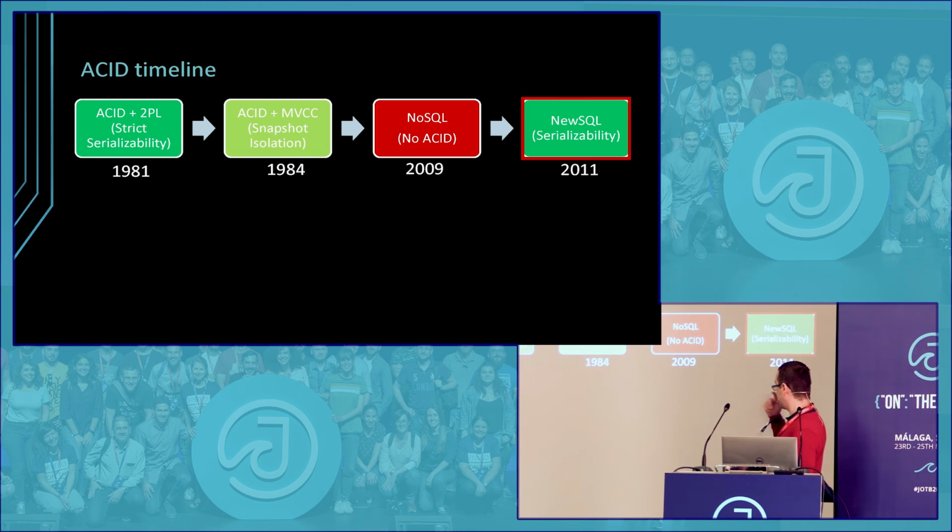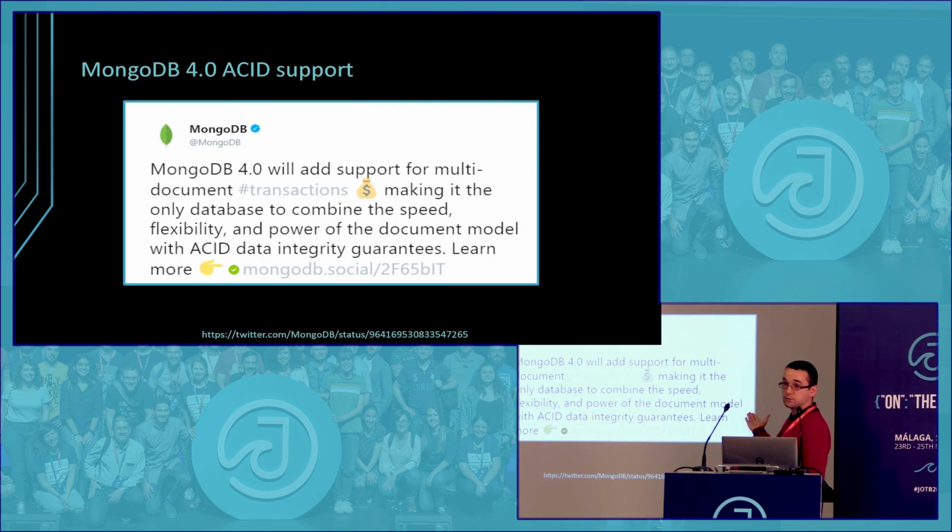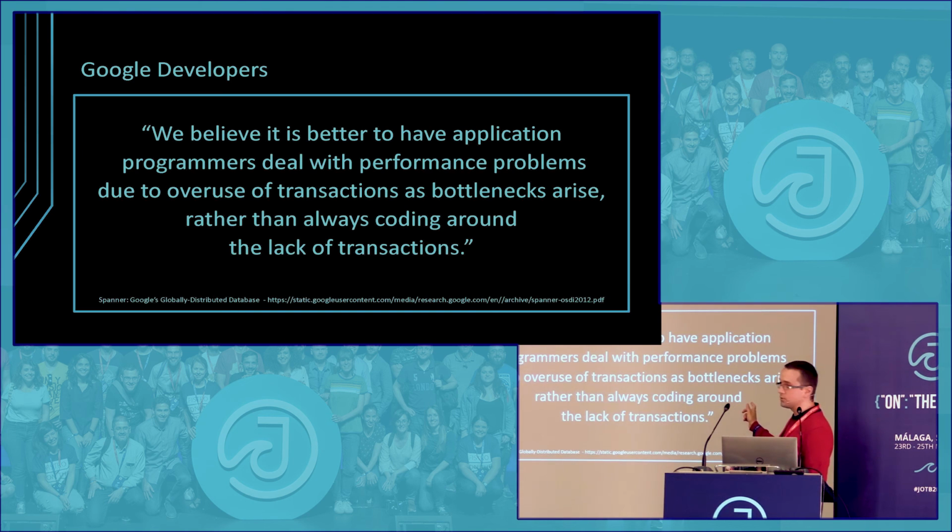So basically this is how, starting from strict serializability, we got to snapshot isolation. Then we also had the time in NoSQL where you had neither linearizability nor serializability. And nowadays the trend is to have those again. If you think about databases like VoltDB or Spanner, the new databases actually provide serializability. For instance, MongoDB 4 now provides ACID for multiple documents.